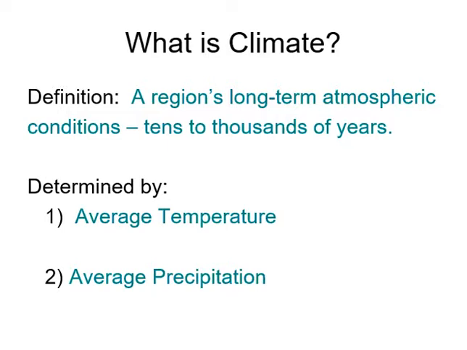Climate is defined as a region's long-term atmospheric conditions, tens to thousands of years. So it's not the weather, it's not day-to-day, hour-to-hour, minute-to-minute, it's the long trends. It's trends in temperature, is it hot, is it cold, and trends in precipitation, is it dry, arid, or is it moist or humid? When we talk about temperature, we typically refer to three distinctive zones: tropical along the equator, temperate, our mid-latitudes, and polar.